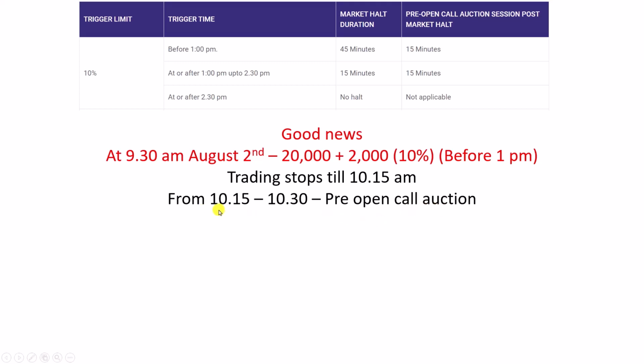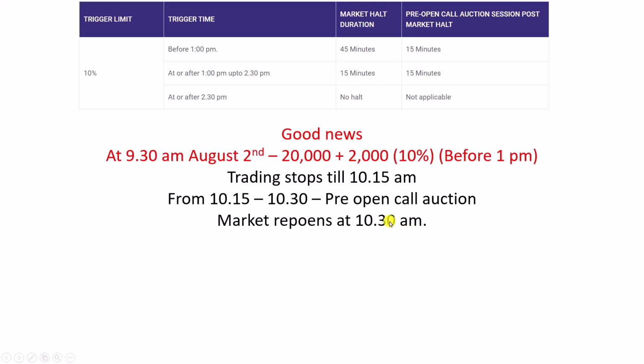From 10:15 to 10:30. All right. So the exchanges will take orders. Let us not go in too deep about this. But there will be a pre-open call auction session from 10:15 to 10:30, and after that the market reopens for trading at 10:30 a.m.